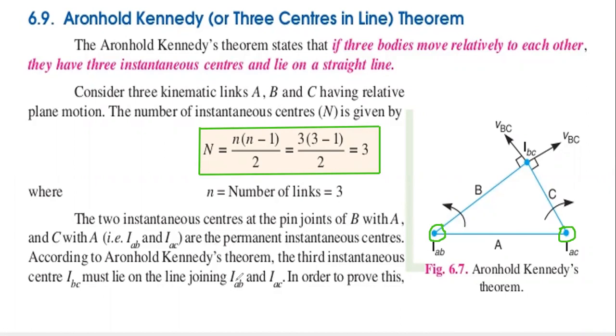And according to Kennedy's theorem, the third instantaneous center, that is IBC, must lie on the line joining IAB and IAC. So IAB and IAC are joined by the instantaneous center of BC. In order to prove this, we are going to use Kennedy's theorem.